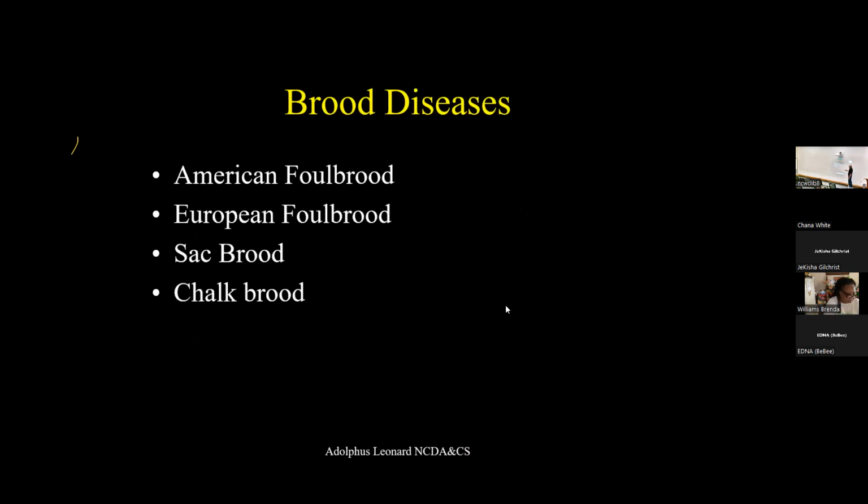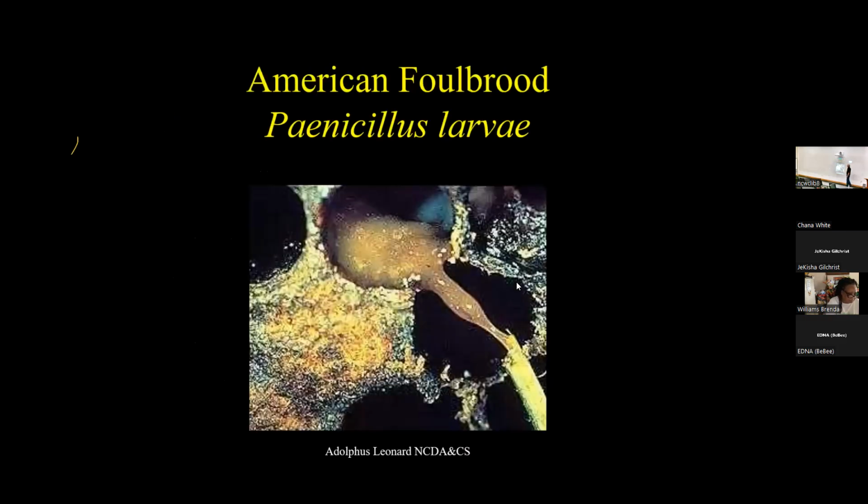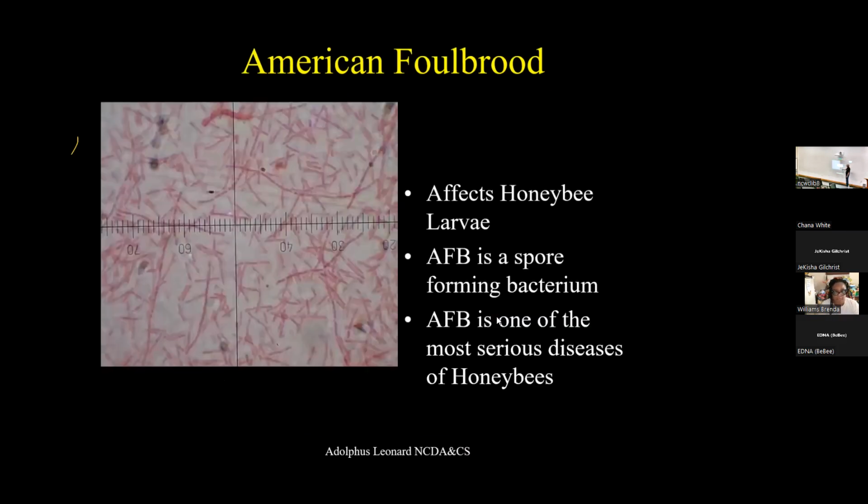Now let's look at some of these brood diseases and see how this healthy brood can appear unhealthy. This is American foulbrood. The causative agent of American foulbrood is Paenibacillus larvae, a bacterium, and it's a spore-forming bacterium. It affects honeybee brood.